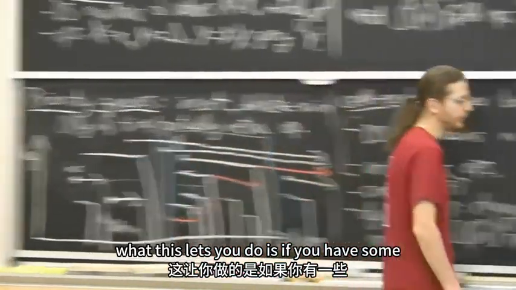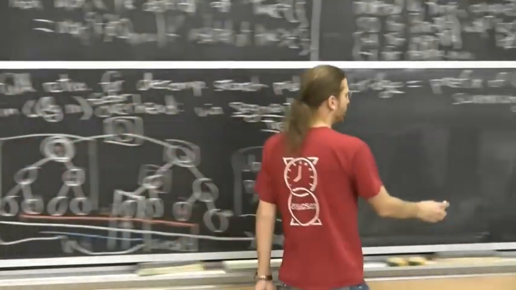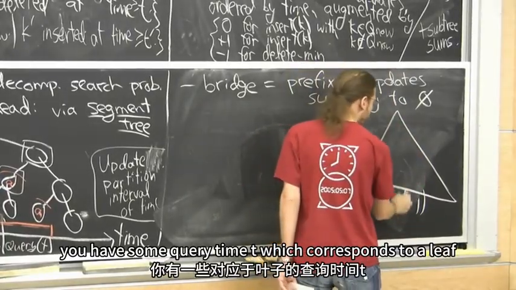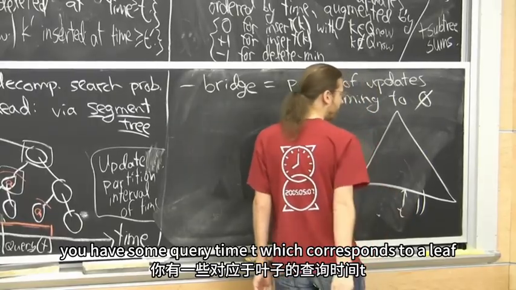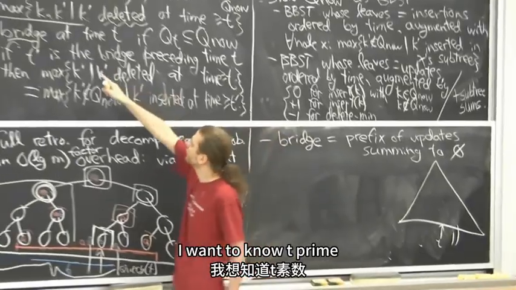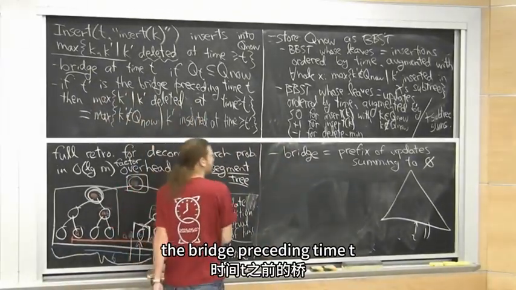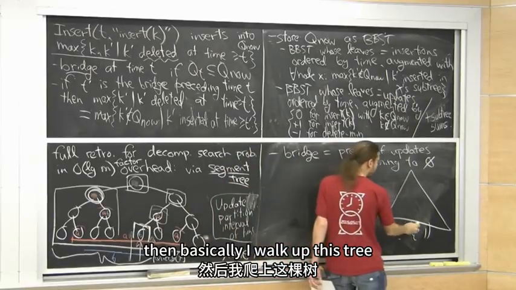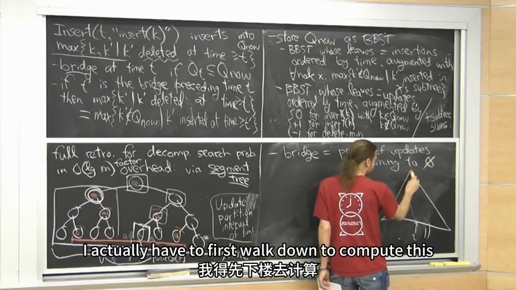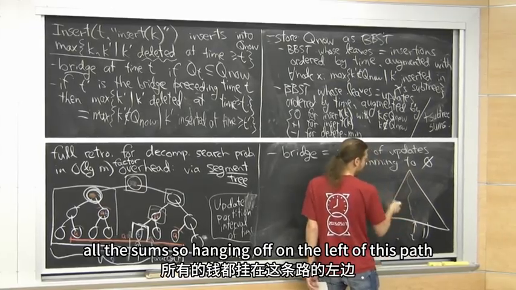What this lets you do is if you have this binary search tree, you have some query time t, which corresponds to a leaf, and now I want to know what is the preceding bridge. I want to know t prime, the bridge preceding time t. Then basically I walk up this tree and find the preceding moment. I actually have to first walk down to compute all the sums.